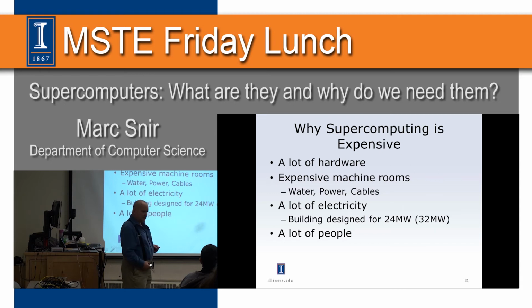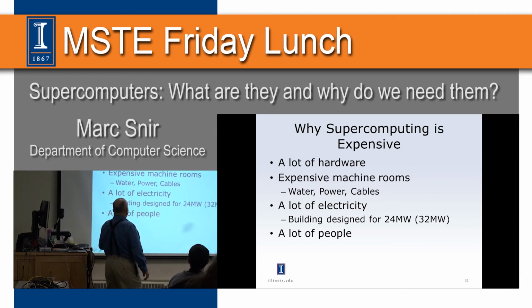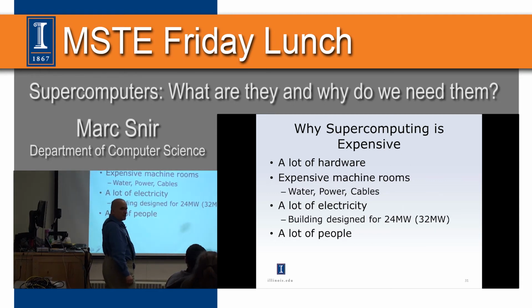Why are supercomputers expensive? A lot of hardware. The hardware of Blue Waters is $200 million, plus or minus. Expensive machine room. The machine room here is $60 million, plus or minus. A lot of power, electricity.